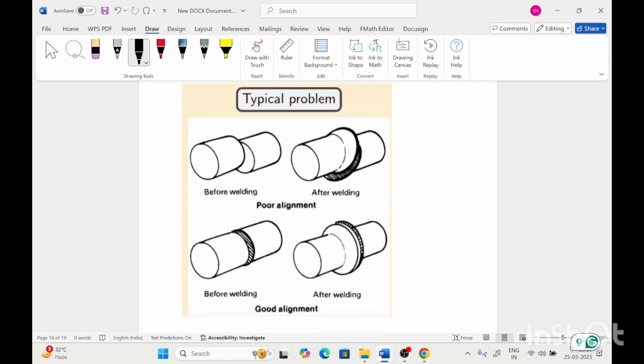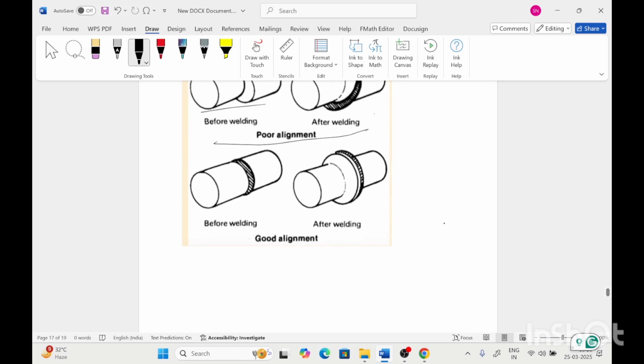The typical problems happen because of poor alignment. If the alignment is not proper, this leads to slipping of the welding joint after welding. So this is called poor alignment, and this is good alignment.